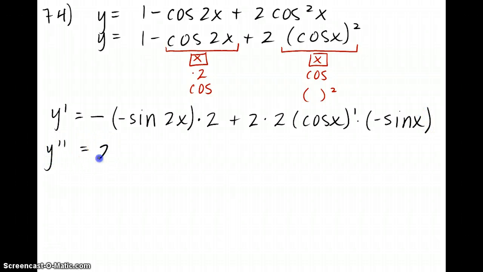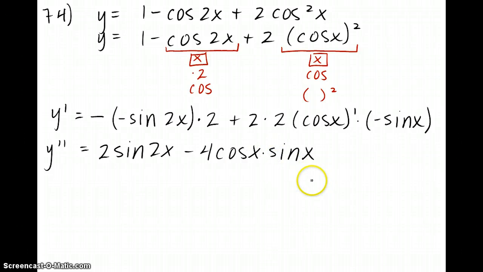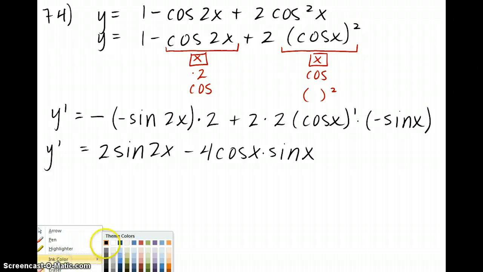So y prime: 2 sine of 2x, minus 4 cosine of x times sine of x. 2 times 2 is 4, times the -1 is where I get the -4, and then -1 times -1 times 2 is where the coefficient becomes positive 2. And this is not the second derivative, it's the first derivative, y prime.